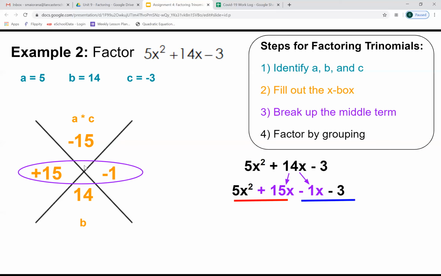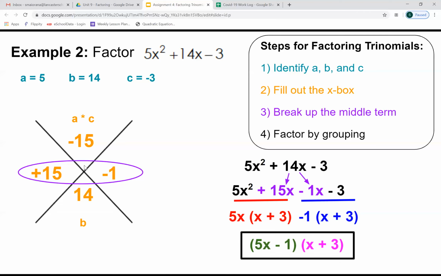So the GCF of the red group is 5x, and I'm left with x plus 3. The GCF of the blue group is negative 1, so I'm left with x plus 3. So my GCF factor is 5x minus 1, and my leftovers are x plus 3. There's my final factored form.